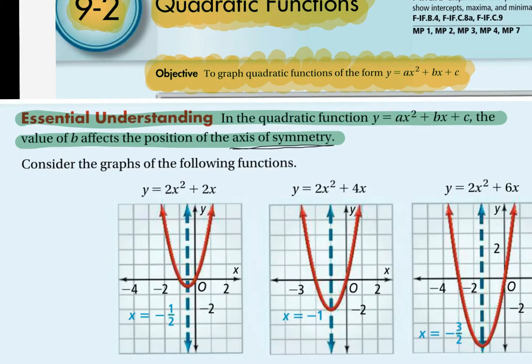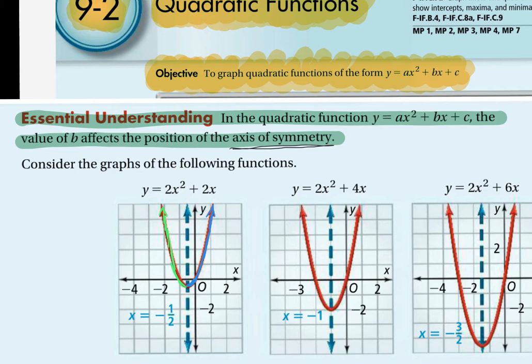Line. If we were to fold our paper along that dotted line, the red part of the graph would match up exactly with the other side. Do you guys see that? So this blue part matches up exactly with the green part, okay? Because they're symmetrical, right? So how do we find that axis of symmetry?